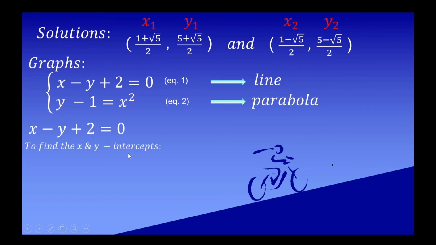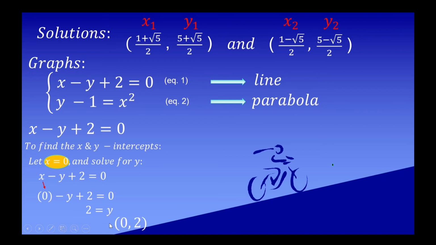To find the x and y intercept, let x is equal to 0 and solve for y. Using the linear equation x minus y plus 2 is equal to 0, the value of x is 0, then transpose negative y to the other side, so 2 is equal to y. Then we have the ordered pair: the value of x is 0 and the value of y is 2. So that is for the y-intercept.